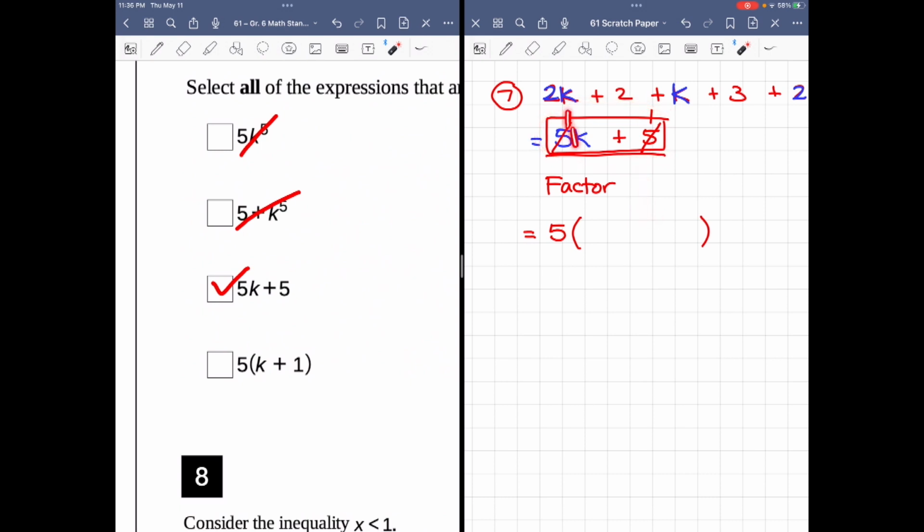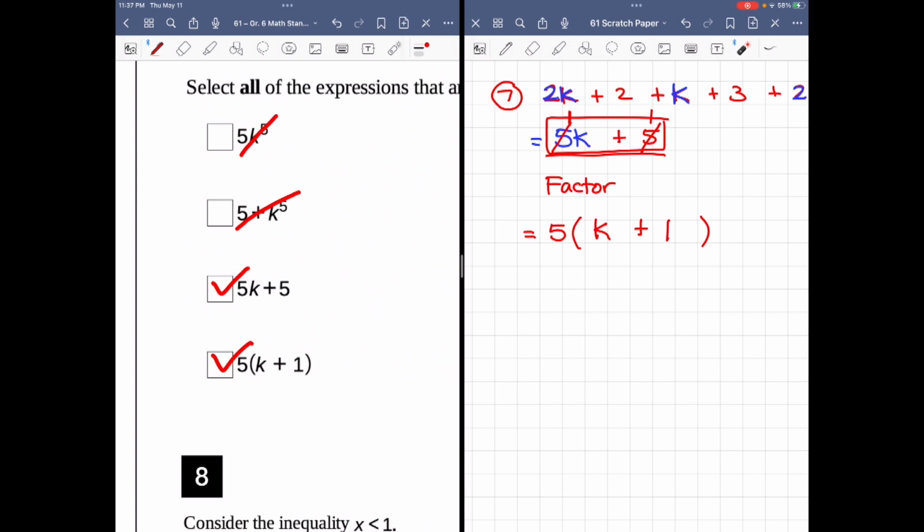So we have 1k, you can just write down k, plus 1. Write down plus 1. And this is another one of the answer choices. So if you take a look, that actually matches this right here. 5 times the quantity, k plus 1, matches 5 times the quantity, k plus 1. So line number 4 is also a correct choice.